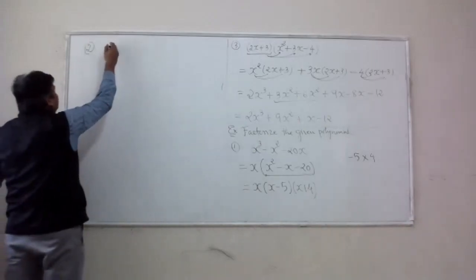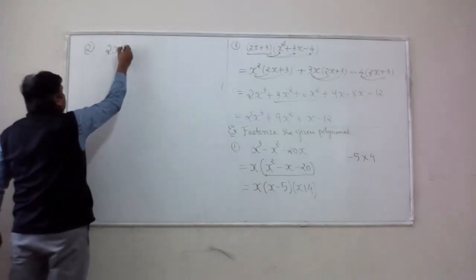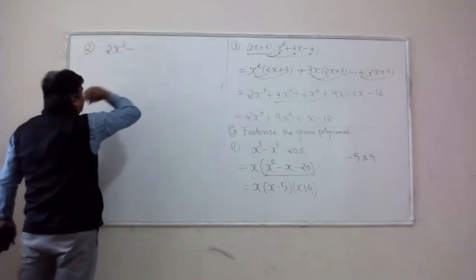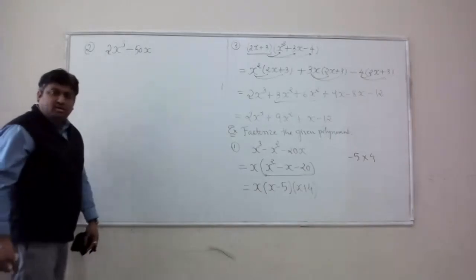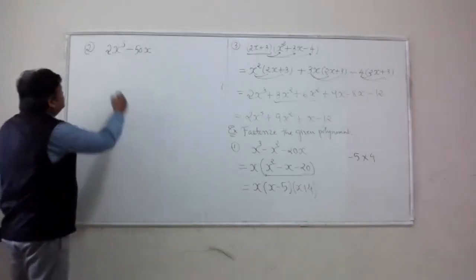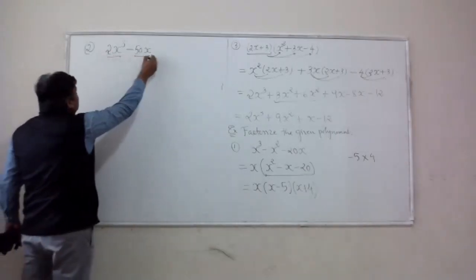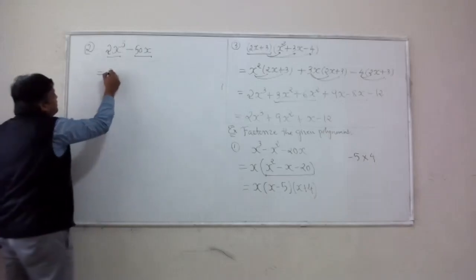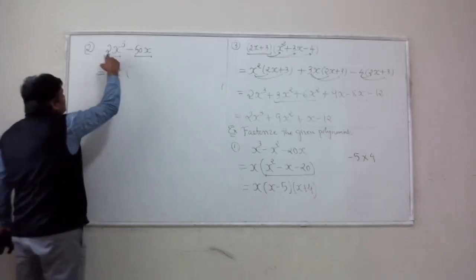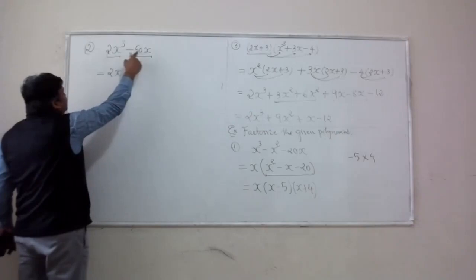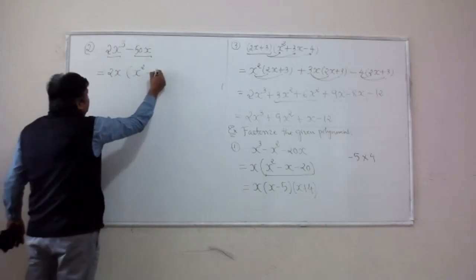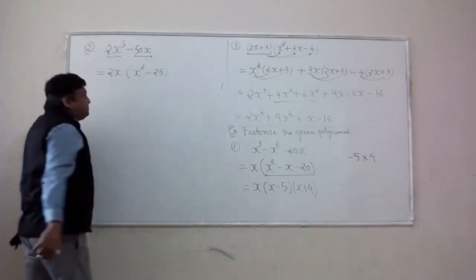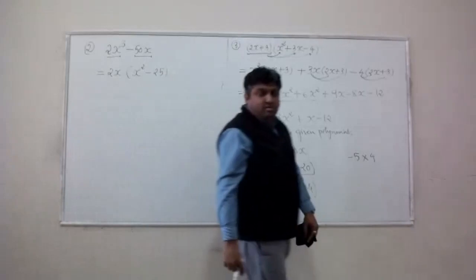Here is the second one. Let's say I would like to factorize 2x cubed minus 50x. Once again, the idea remains the same. There are two terms. I'm going to look for the greatest common factor, which is 2x. 2 is the common factor between numbers. One power of x is the common factor between powers of x. Inside the parenthesis, we are left with x squared minus 25.